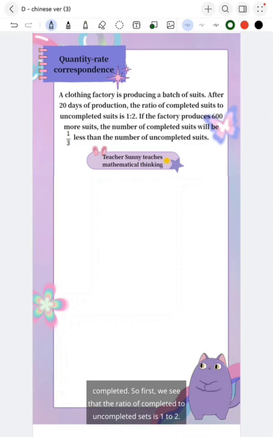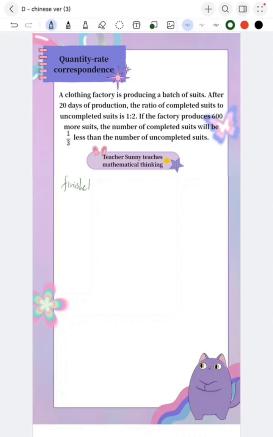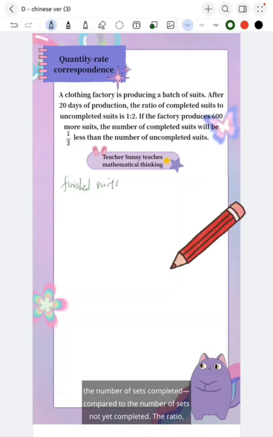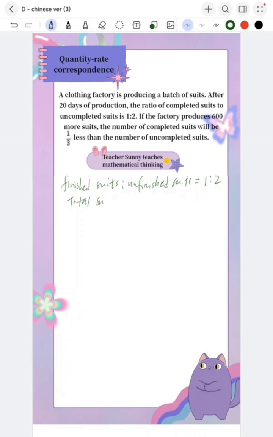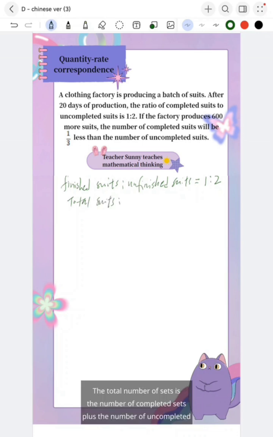That is to say, the number of sets completed compared to the number of sets not yet completed, the ratio in this particular instance is precisely 1 to 2. So what does this truly mean? In other words, what is the total number of sets? The total number of sets is the number of completed sets plus the number of uncompleted sets. From this 1 to 2 ratio, we know that the completed sets account for 1 part and the uncompleted sets account for 2 parts. So altogether, that's 3 parts in total.